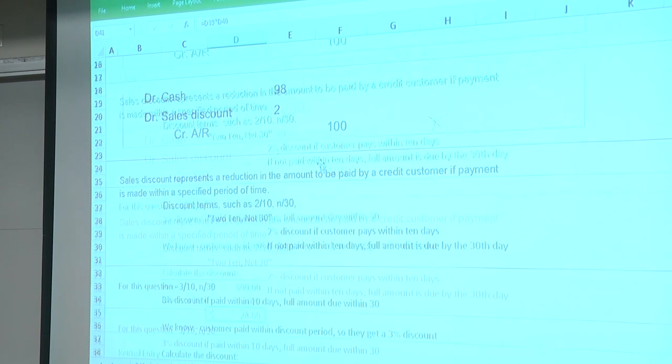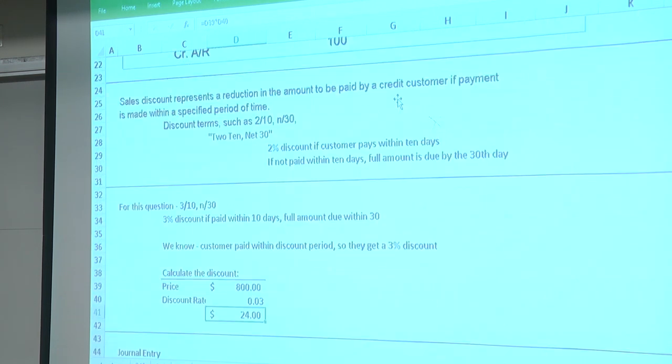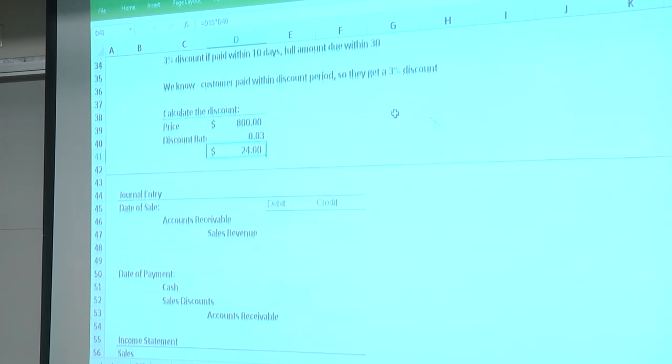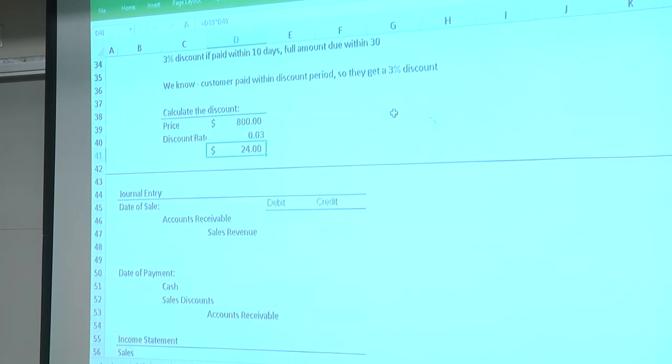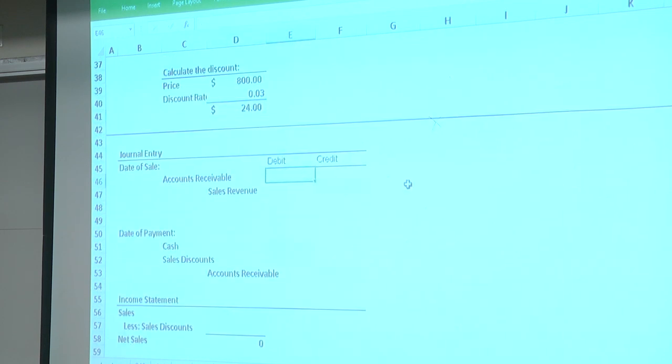So if you go back to what the question is asking, it says on the date of payment, the company will debit. So date of payment, this is after the sale has already been made, and now the company's actually receiving cash from the customer. So before we get there, let's give you the full picture a little bit. Let's do the journal entry for the actual date of sale as well. So on the date of sale, the customer is not paying us yet. The sale is made on account. So accounts receivable will be debited for $800, and sales revenue will be credited for $800.